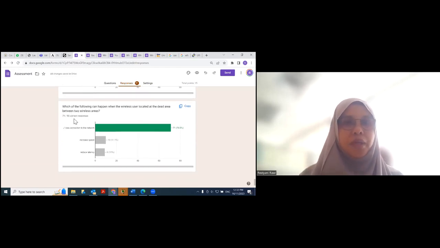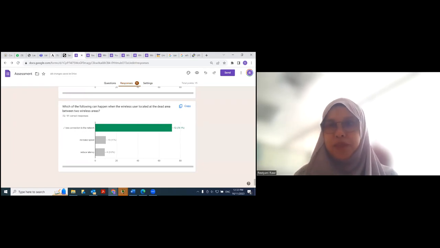Which of the following can happen when the wireless user is located in an area between two wireless areas? They will lose connection to the network. Okay, I think that's all.